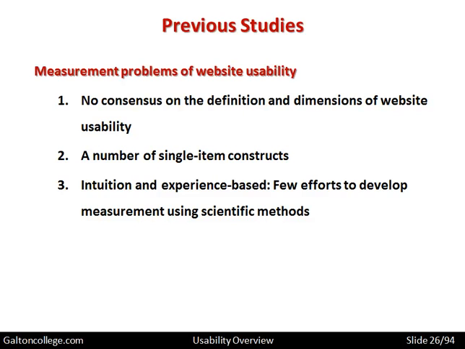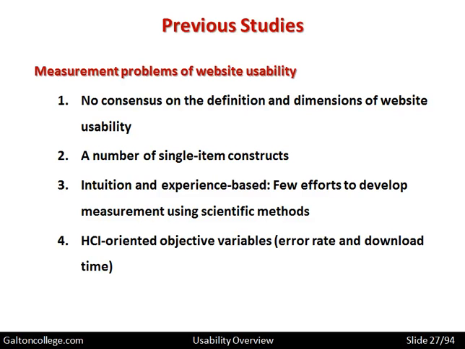You can imagine that sort of approach being used to try and assess the popularity or the perceptions related to particular websites. The human-computer interface orientated objective variables. Well, it could be people are looking at error rates. Perhaps they click on a link that doesn't work, or they click on a link that goes to the wrong place. That's an error. Or it could be the download times.